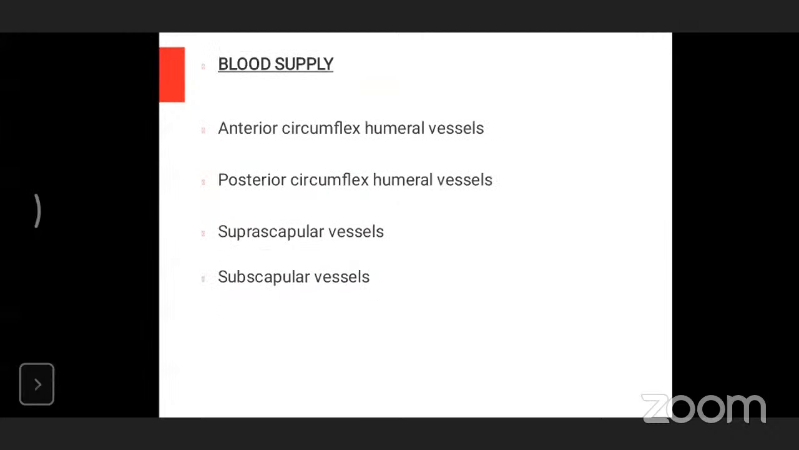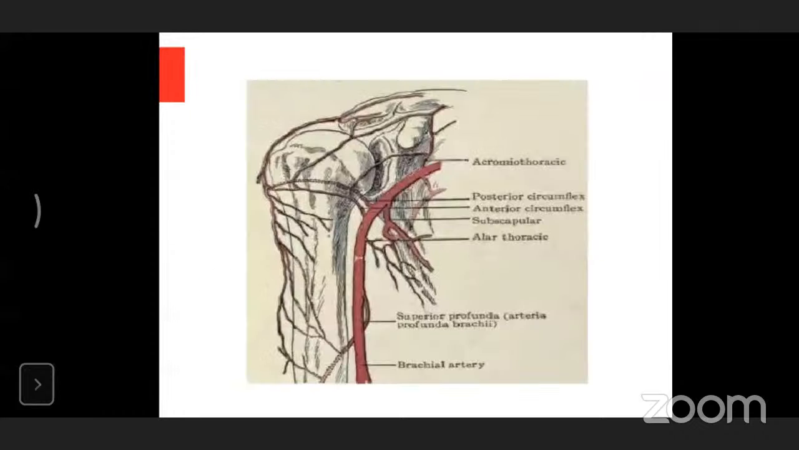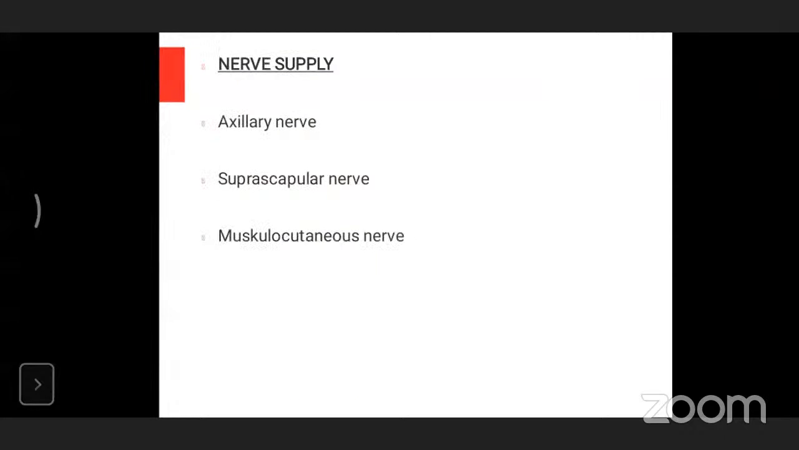Coming to the blood supply of the shoulder joint, it is provided by the anterior circumflex humeral vessels, the posterior circumflex humeral vessels, suprascapular and subscapular vessels. Nerve supply is by axillary nerve, suprascapular nerve, and musculocutaneous nerve.